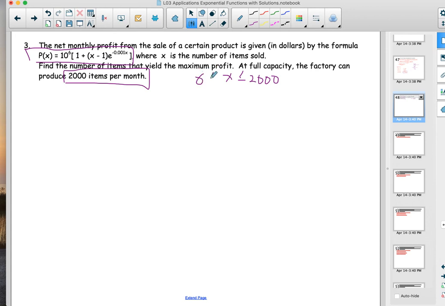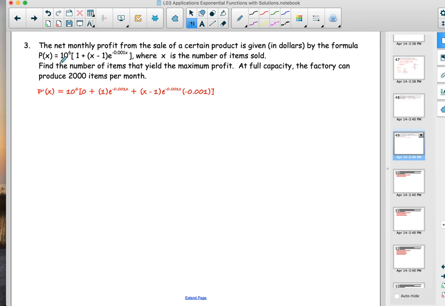And maybe we'll make our low end 0, but clearly the company should probably produce something more than 0 if they want to make a profit whatsoever. So the first thing you're going to need to do is find the derivative. All right, so finding the derivative, there's the constant. I'm going to leave that out in front. Now the derivative of 1 is 0 plus, I'm going to have to use the product rule on this.